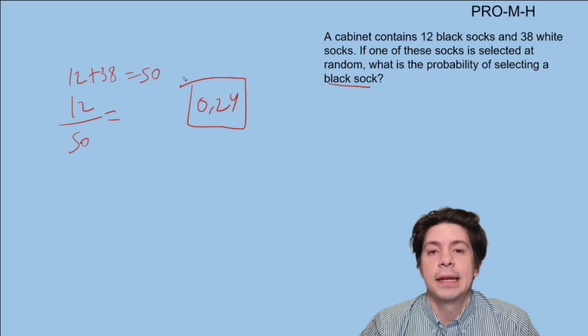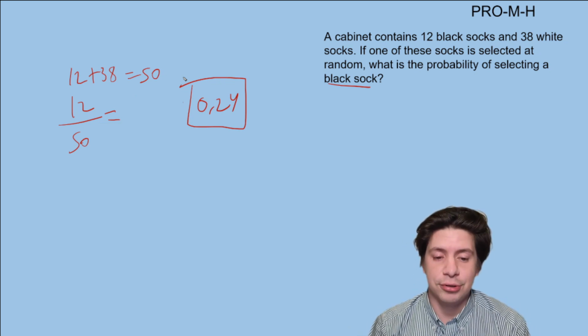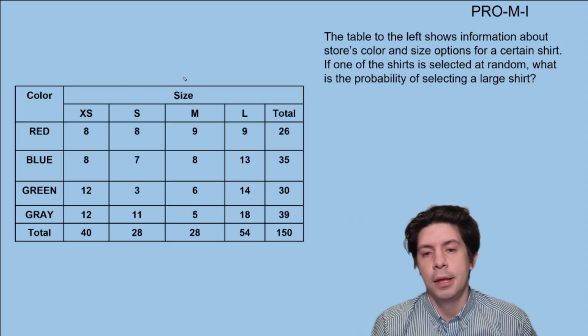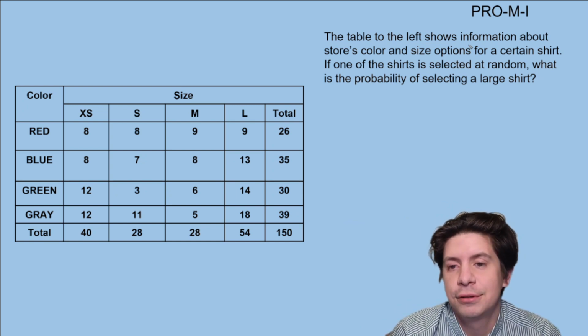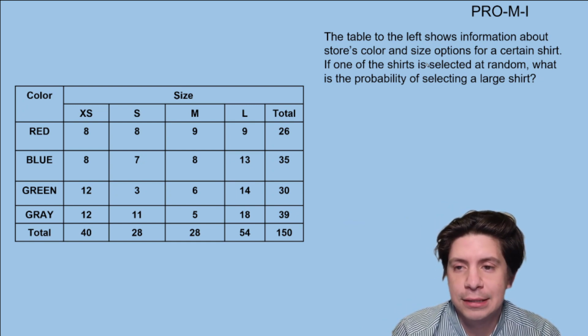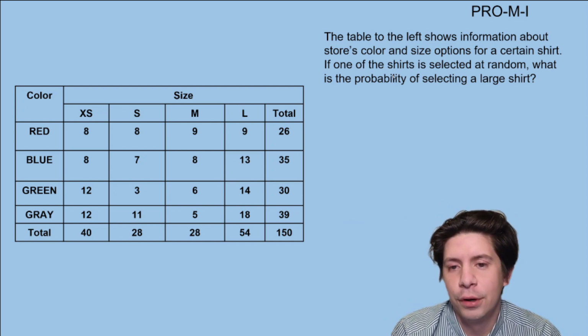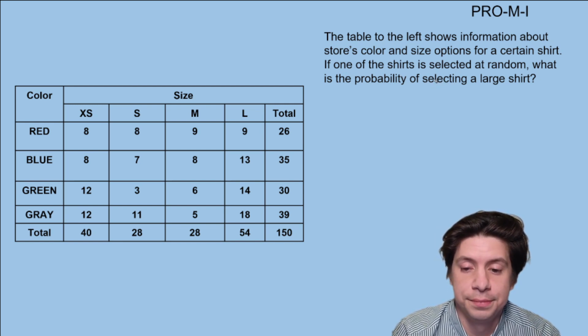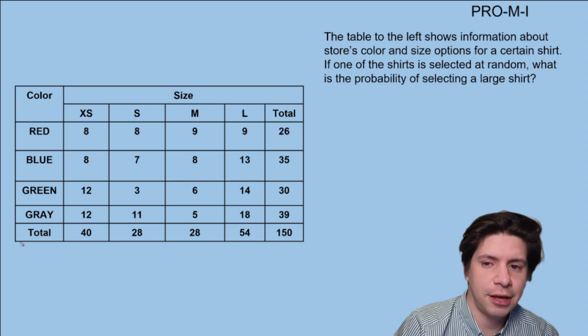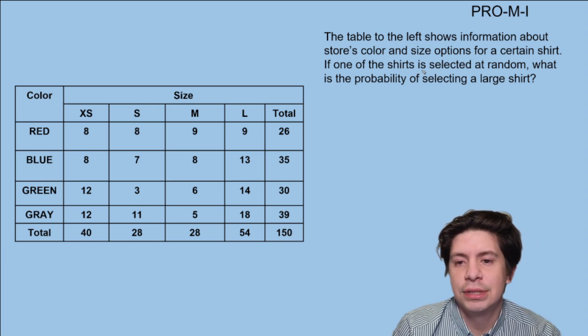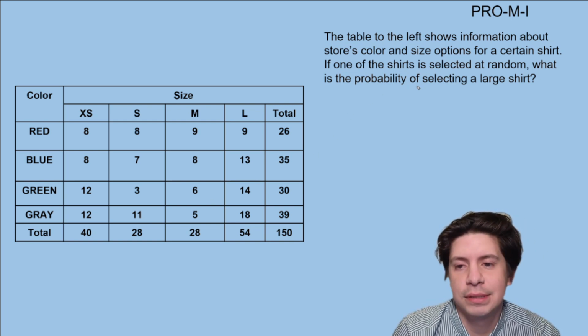It comes up a lot on the SAT, so make sure to be comfortable with this. Okay, so here we have the table to the left shows information about stores' color and size options for a certain shirt. If one of the shirts is selected at random, what is the probability of selecting a large shirt? So again, not too bad, even though there's a lot of information, right? You're selecting a shirt at random, and what is the probability of selecting a large shirt?